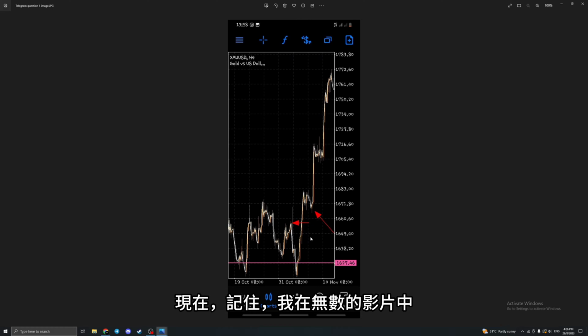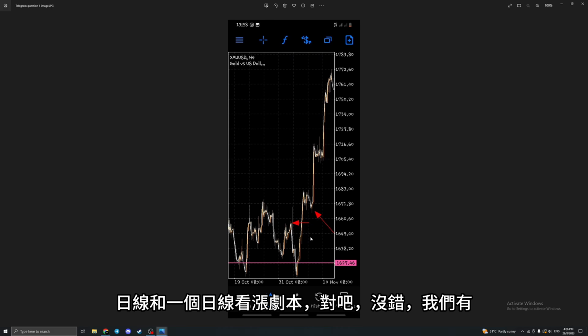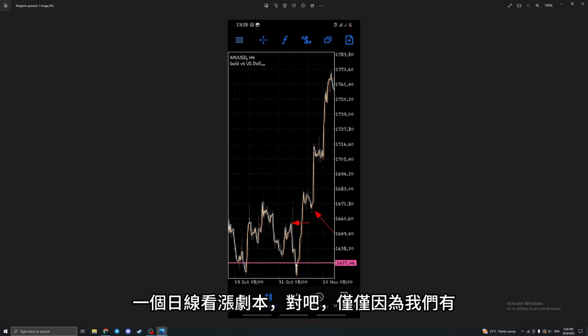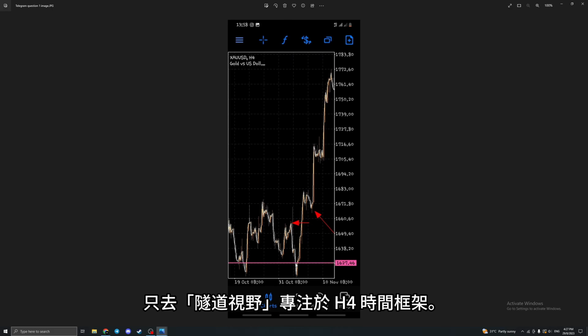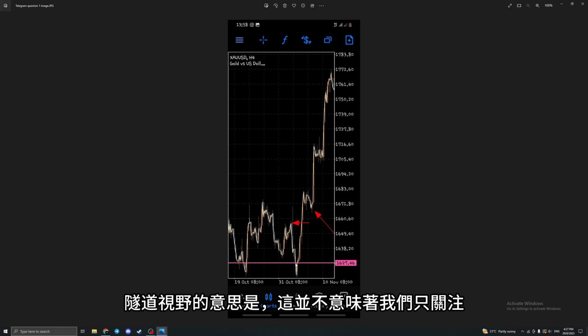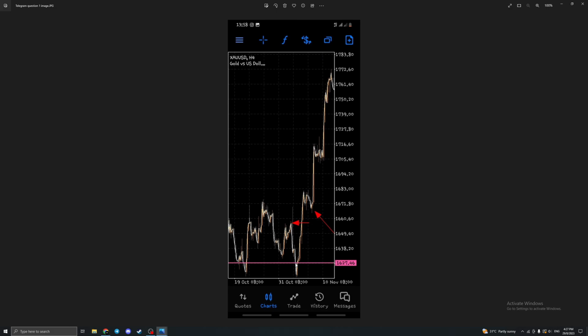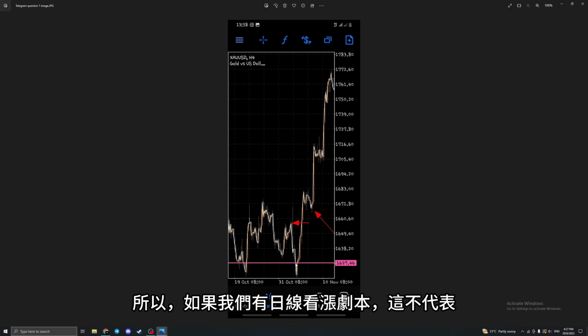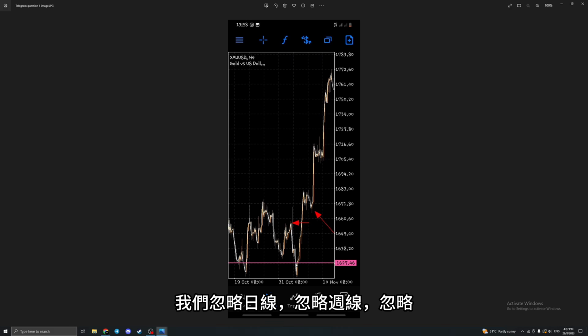Now remember, what I've been telling you guys over and over in countless videos is that just because we have a daily reject daily and a daily bullish storyline, right? Correct, we have ourselves a daily bullish storyline. Just because we have that does not mean that we limit and restrict ourselves to only tunnel visioning H4 timeframes. What is tunnel visioning? So if we have a daily bullish storyline, it doesn't mean we ignore the daily, we ignore the weekly, we ignore the monthly, and only go for H4.